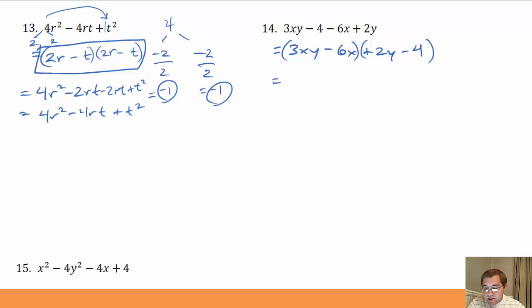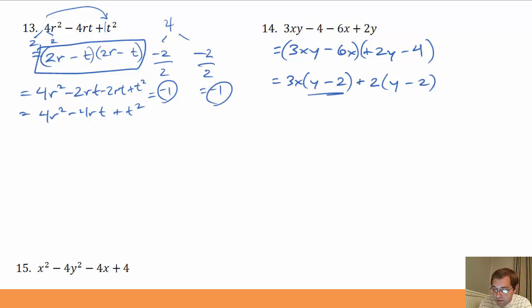Okay? The greatest common factor of 3xy minus 6x is a 3x. So I'll take a 3x out of that first set of parentheses, that first pair, leaving me with y minus 2. Okay, now I move on to the second set of parentheses. Greatest common factor of 2y and negative 4 is 2. So I'm going to take out a 2. And I need to put a plus in the middle because I'm still adding these two things together. I'm not multiplying them. So I take that out and I have y minus 2.